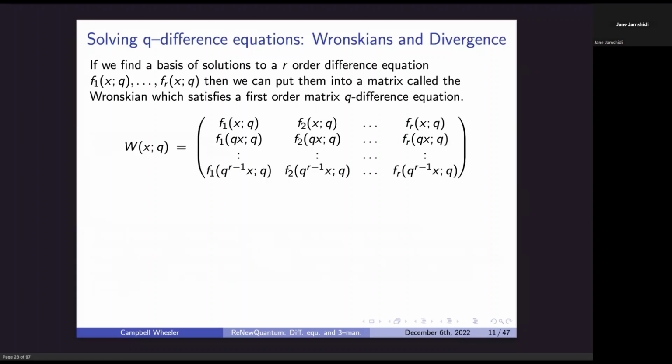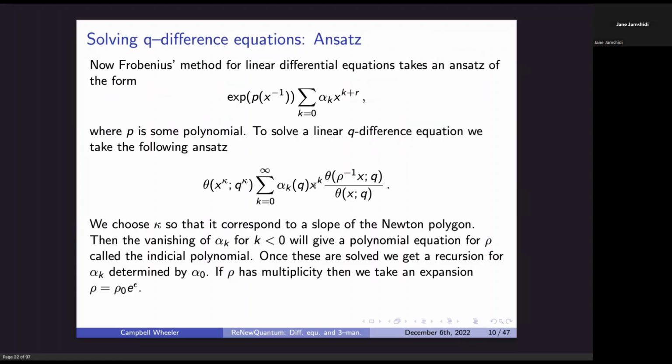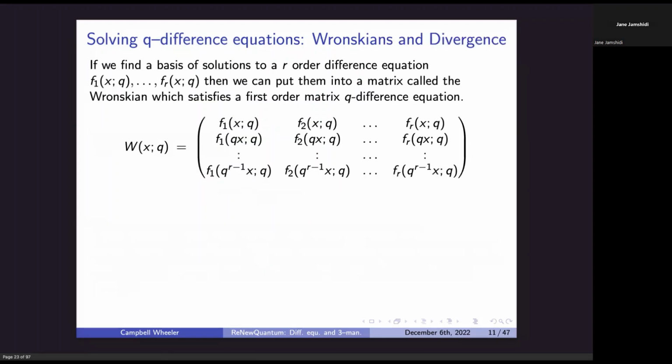Okay, so using this, we can at least just plug in this ansatz, we choose our kappa, we solve for our rho, and then fix an alpha 0, and then solve for the rest of alpha. And this will give us, we can then find a basis of formal solutions. These alpha might diverge. But regardless, when we find a basis of solutions, we can put them into a Wronskian of this form. And this Wronskian, when we have a Q difference equation coming from a 3-manifold, we want to correctly normalize the Wronskian in some way. This should be our matrix of invariance, but the correct normalization is the subtle point in general.